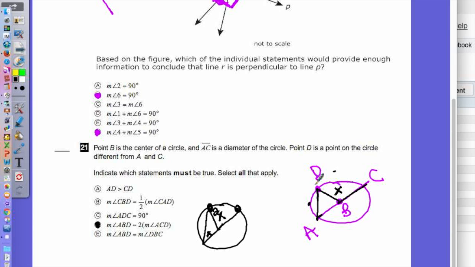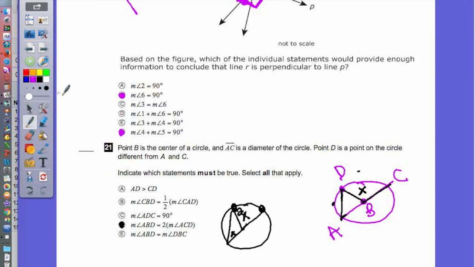They're talking about with ABD. With ABD, they're talking about a central angle, and ACD. But this, you're going to need 2 of these to make one of those.